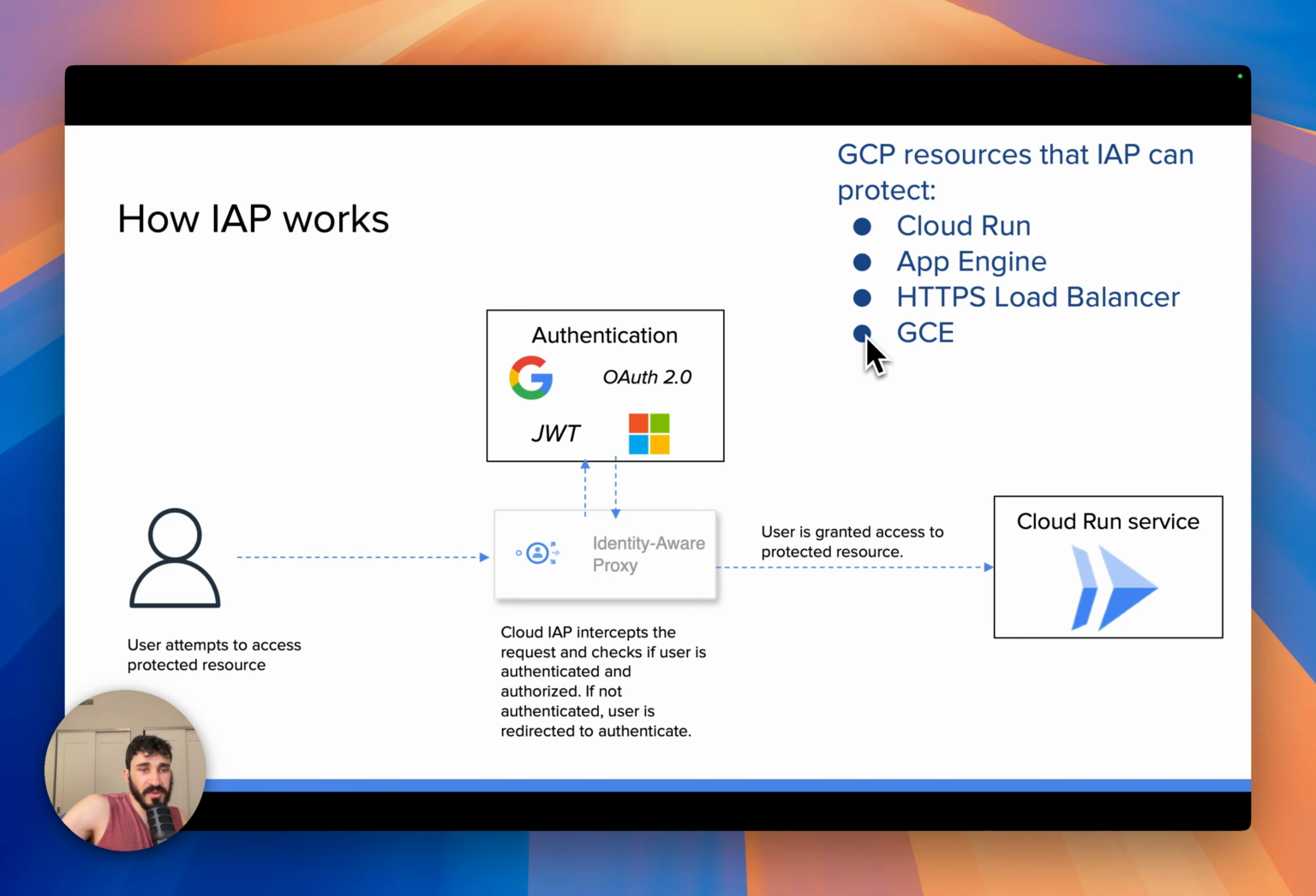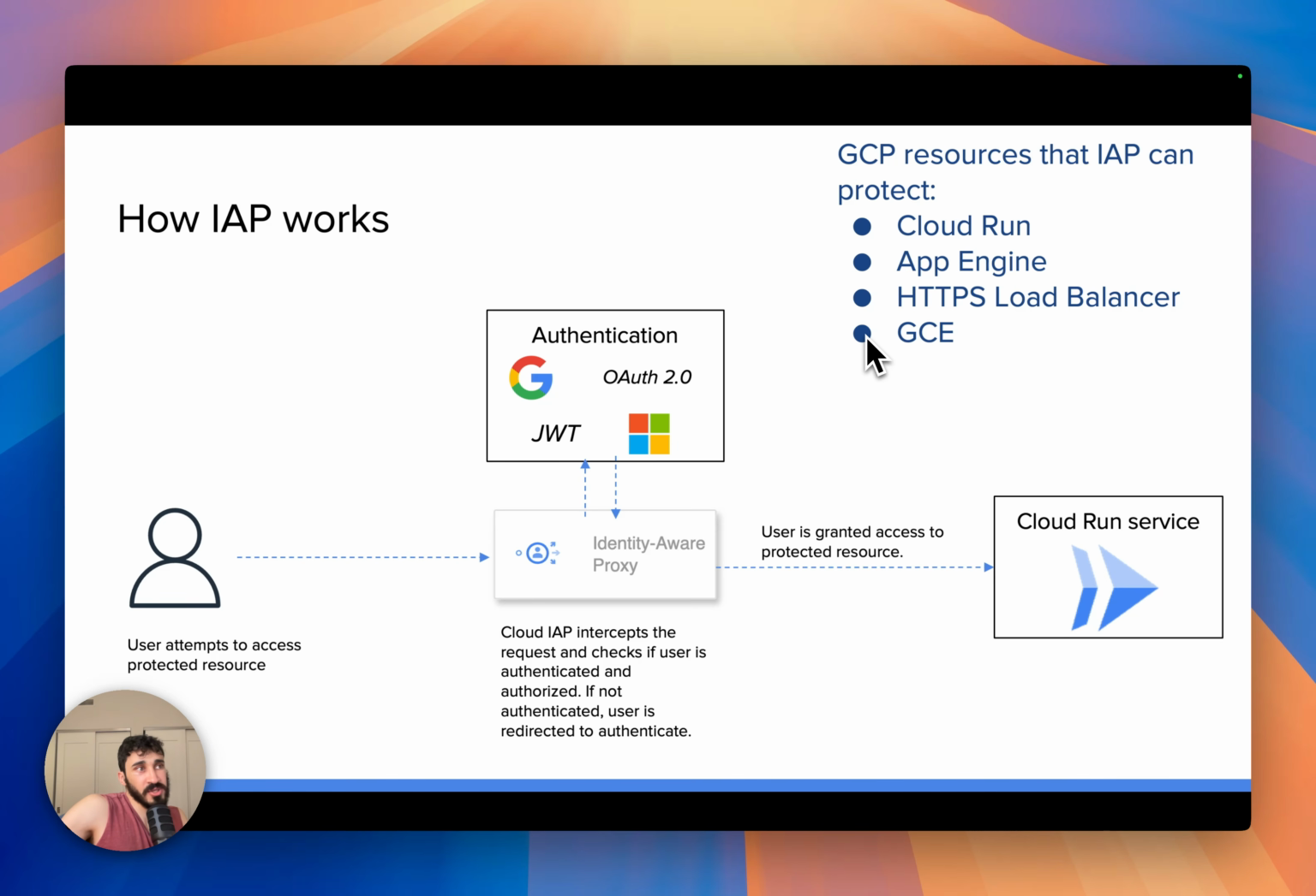Now, very briefly, how IAP works. Imagine we've got a user trying to access an application that we've deployed on Cloud Run. We've got the user on the left. We've got the Cloud Run service on the right. Normally, they would just send the request directly to the service, but with Cloud IAP protecting the Cloud Run service, IAP steps in as the security checkpoint, intercepting that request before it reaches the Cloud Run service.